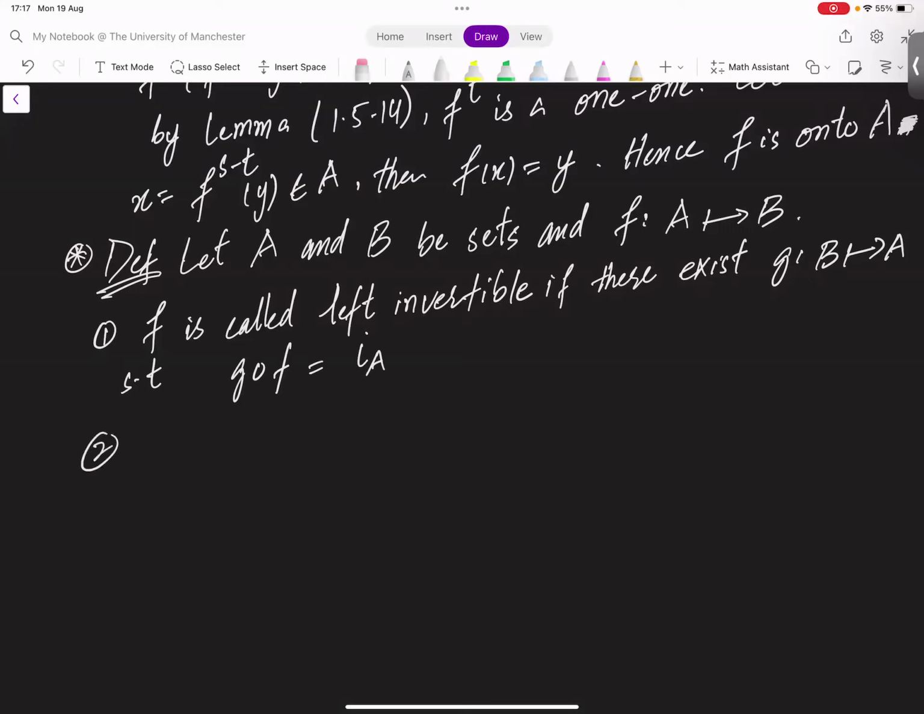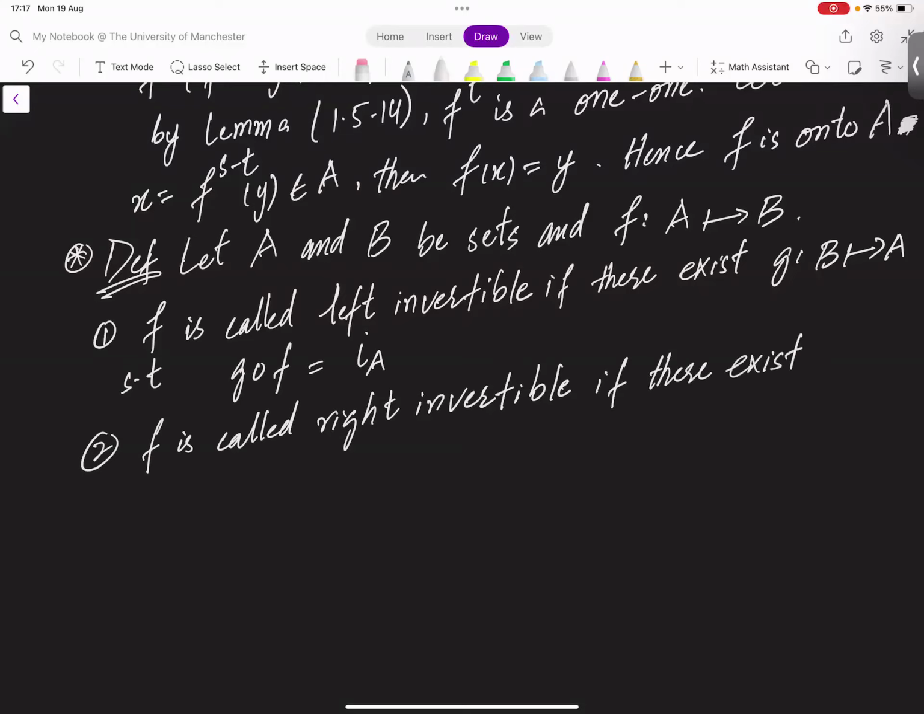Number two, f is called right invertible if there exists h from B into A such that f composed with h is I_B, the identity function of B.